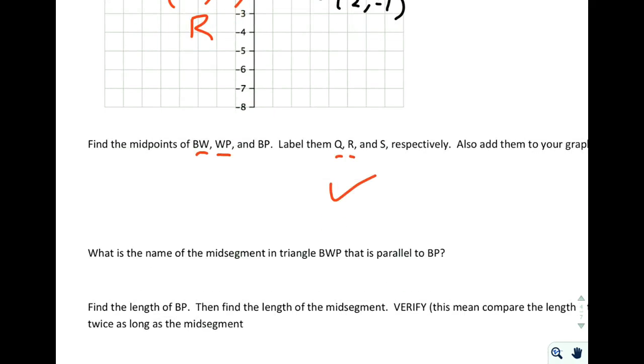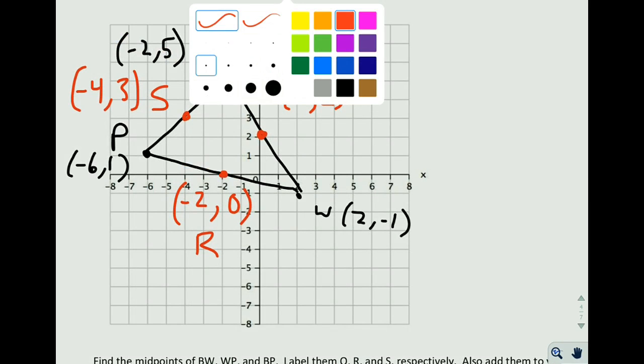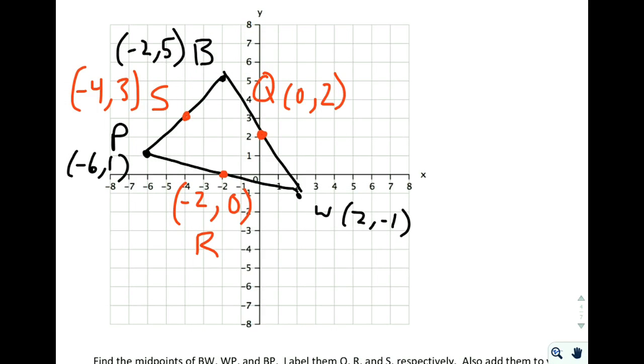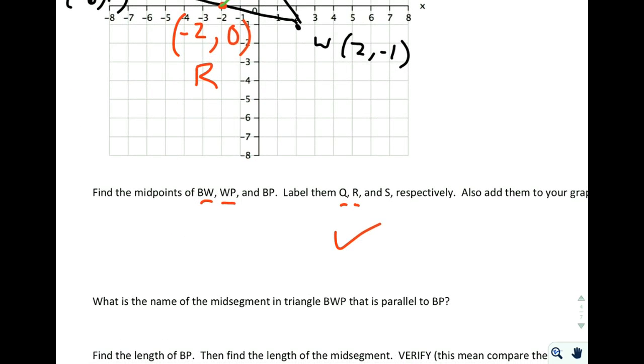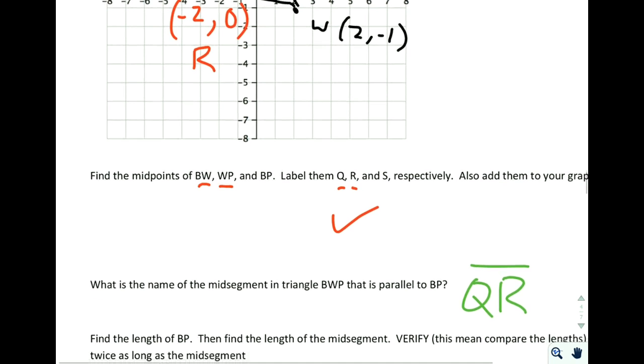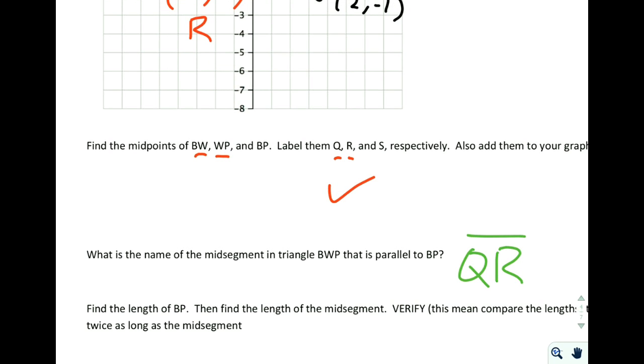Check. What is the name of the mid-segment in triangle BWP that is parallel to BP? Well, a mid-segment connects 2 midpoints, and if it has to be parallel to this, it's going to be this one right here. So it's going to be called QR. It connects the points Q and R. Throw a little line segment on top. Find the length of BP, then find the length of the mid-segment. Verify that one is twice as long as the other.